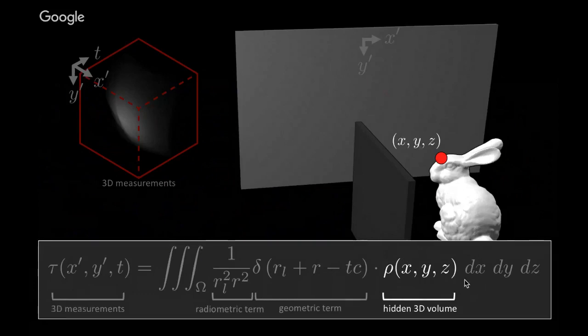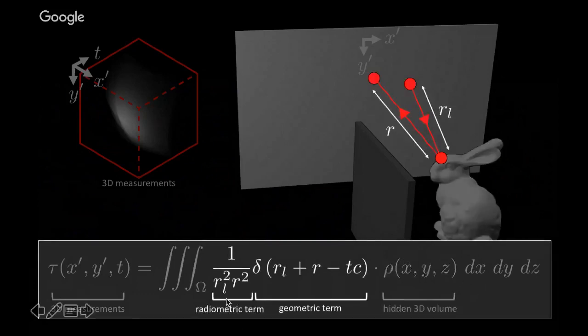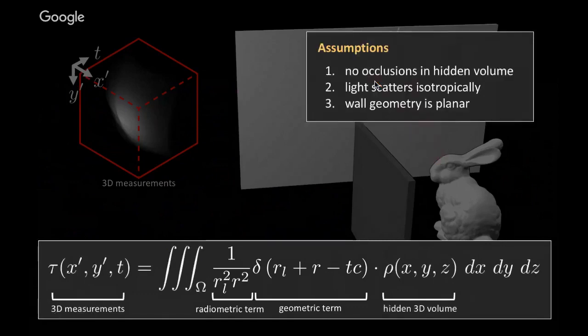And these two terms are related by a radiometric term, which describes how much light is lost through the transport process, and a geometric term describing how long it takes for light to travel from one point on a wall to the object and back. Now, there are a few assumptions that are baked in here. We're assuming that there are no occlusions within the hidden volume. So that means that light travels directly from the wall to the object and back. We assume that light scatters isotropically, so we're ignoring the fact that different materials might reflect light in different ways. And we're assuming that the wall geometry is going to be planar in this case for simplicity.